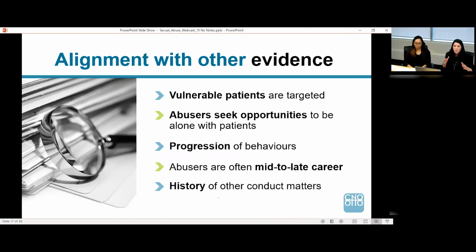At this point, we'll pause before we go into the last section of the presentation with respect to how to prevent sexual abuse. If you have questions about CNO's research or the other forms of evidence that we looked at, we welcome you to send them in through the chat function. Again, we will share your question anonymously and respond to it. Any questions?